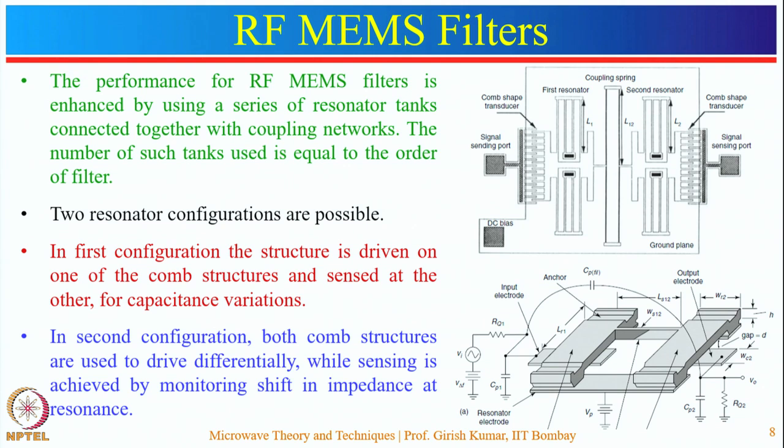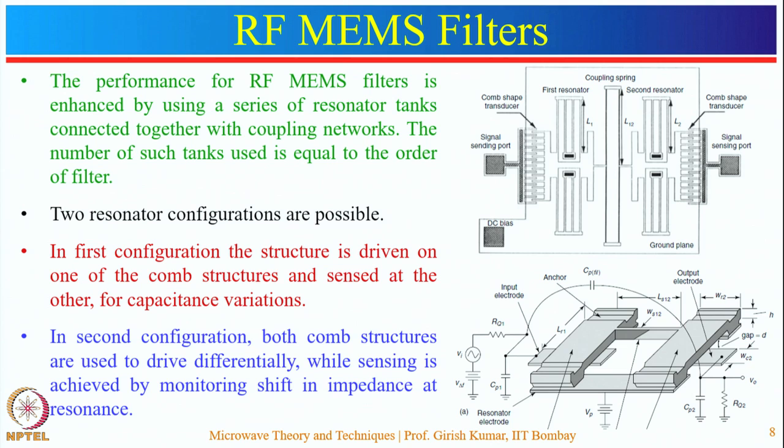Now, in case of RF MEMS filter, the performance is enhanced by using a series of resonator tanks connected together with the coupling network. Here the number of resonator tanks decides the order of the filter. The more the number of resonator tanks, the higher the order of the filter, and it will improve the selectivity of the filter. One of the common configurations to make the filter is the parallel plate capacitor of the type comb structure.